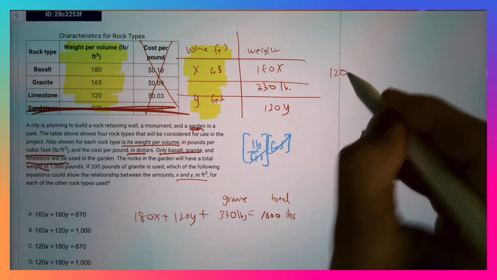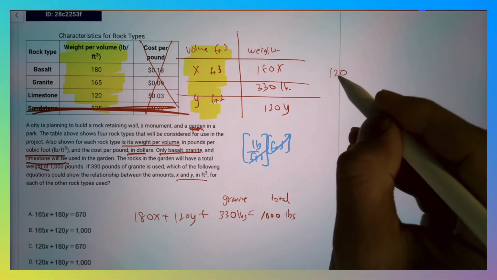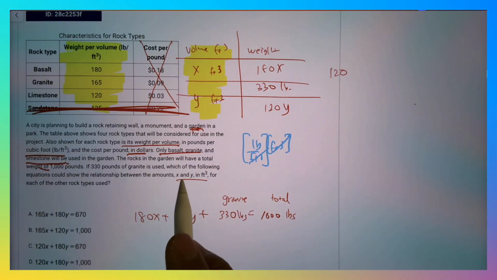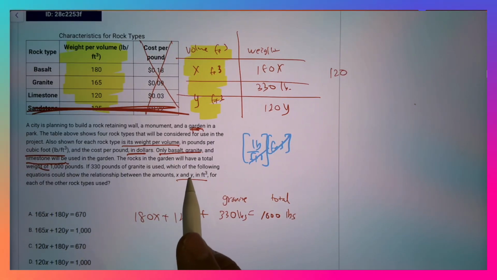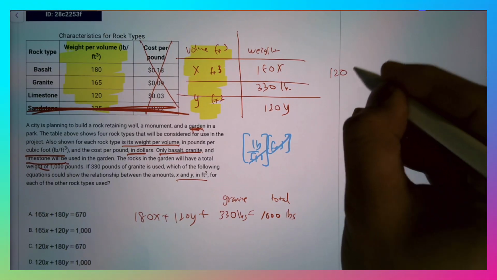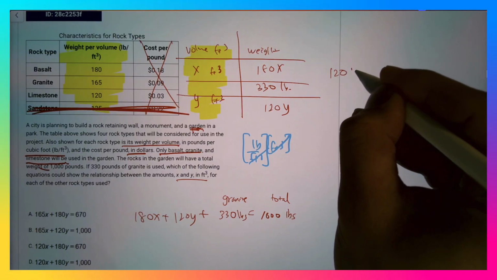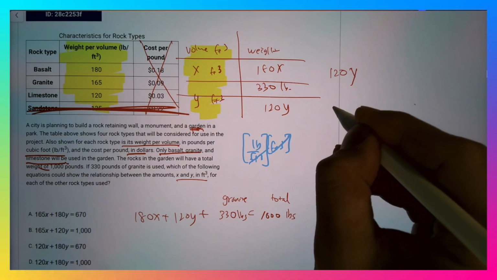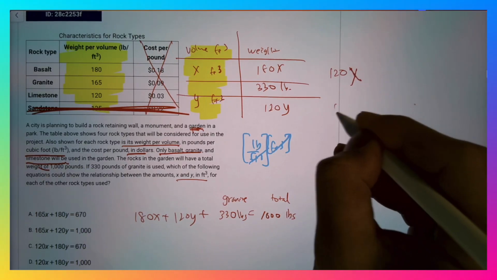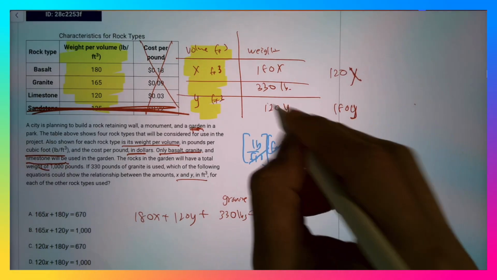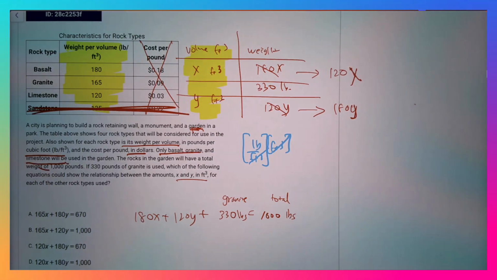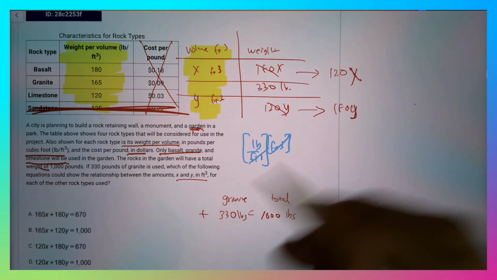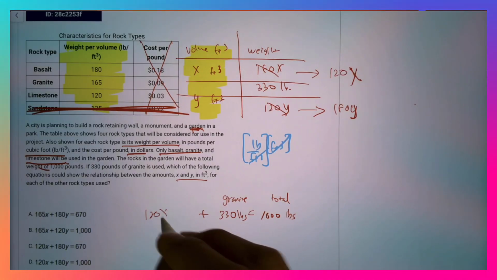Okay, so the problem with our first proposal was that I don't see any 180x, and they didn't specifically say x is basalt or y is basalt. They didn't say that, so you kind of have to experiment based on the answer choices. We have 120x and 180y. Okay, so let's revise that: 120x plus 180y.